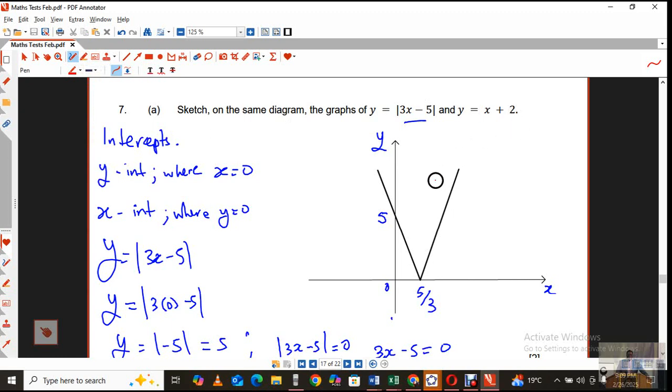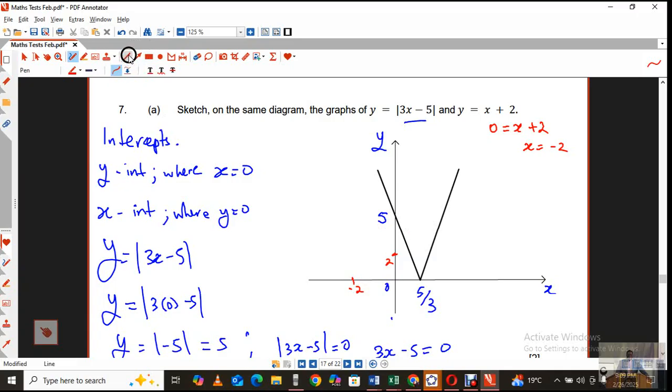It will cut the y-axis at 2, so 2 will be somewhere here, let's suppose, it will be below that. Because if you make x 0, then your y is equal to 2. When you make y 0, then it cuts the x-axis at negative 2. So negative 2 will somewhere be here. Let's suppose negative 2 is somewhere here. And 2 positive is somewhere there.